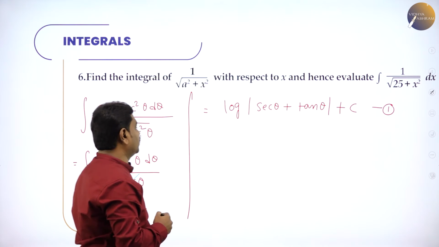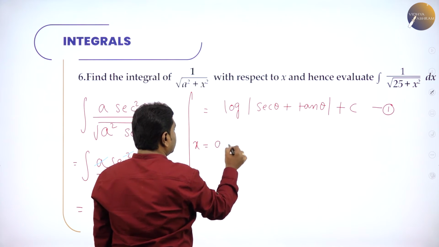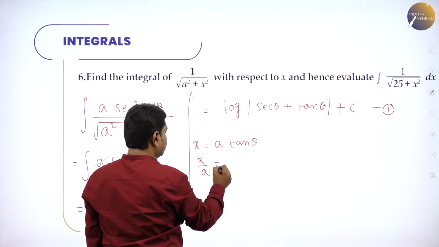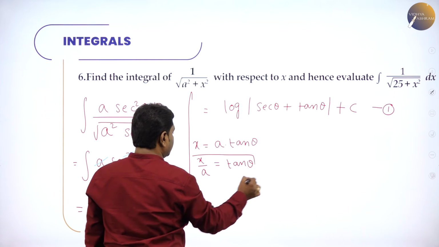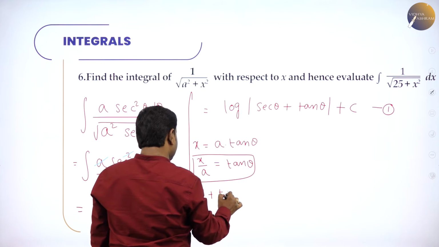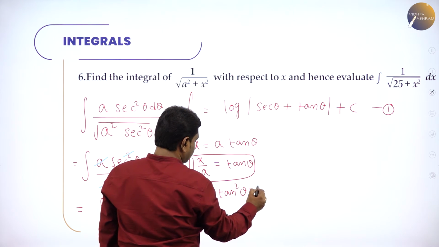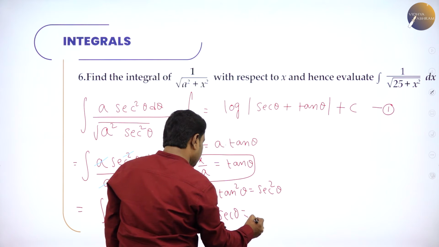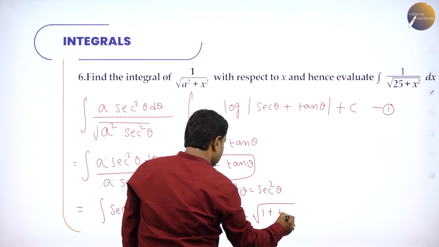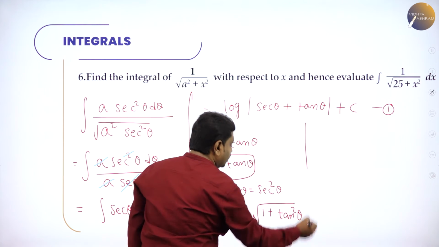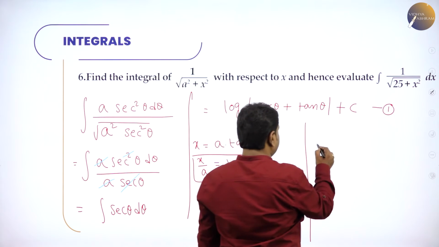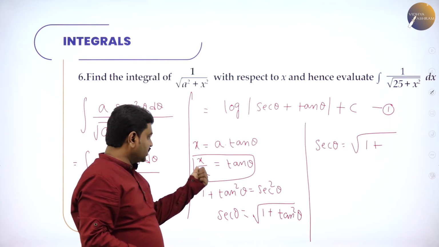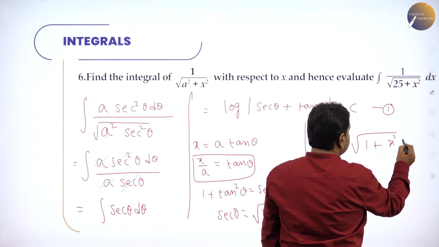Now go back and see the assumptions. We have taken x is equal to a tan theta. This is our assumption. From this if I rearrange, a comes to this side, x by a is tan theta. So in the place of tan theta I can put what? X by a. And you know 1 plus tan square theta is what? Secant square theta. You need secant theta. From this, what is secant theta? Secant theta is root of 1 plus tan square theta. What is tan theta? Tan theta is x by a. Tan square theta becomes x square by a square.